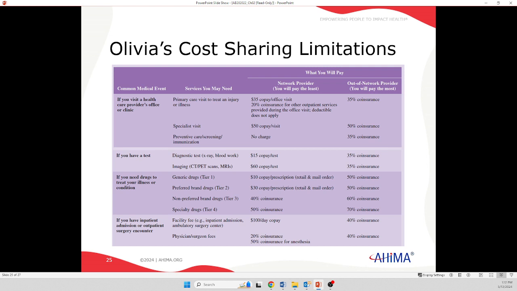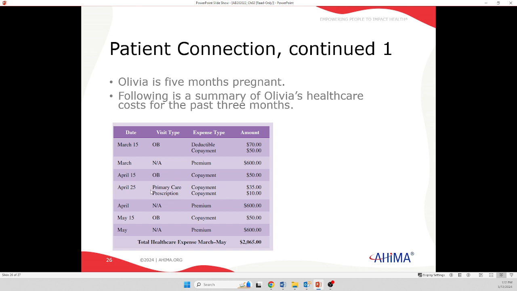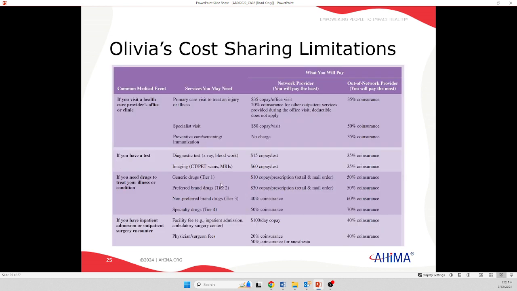Now, the eye drops are tiered, 1, 2, 3. So on April the 25th, she paid $10 for a prescription. So what tier were they? They were a generic tier 1. So that was how much she paid for her drops.